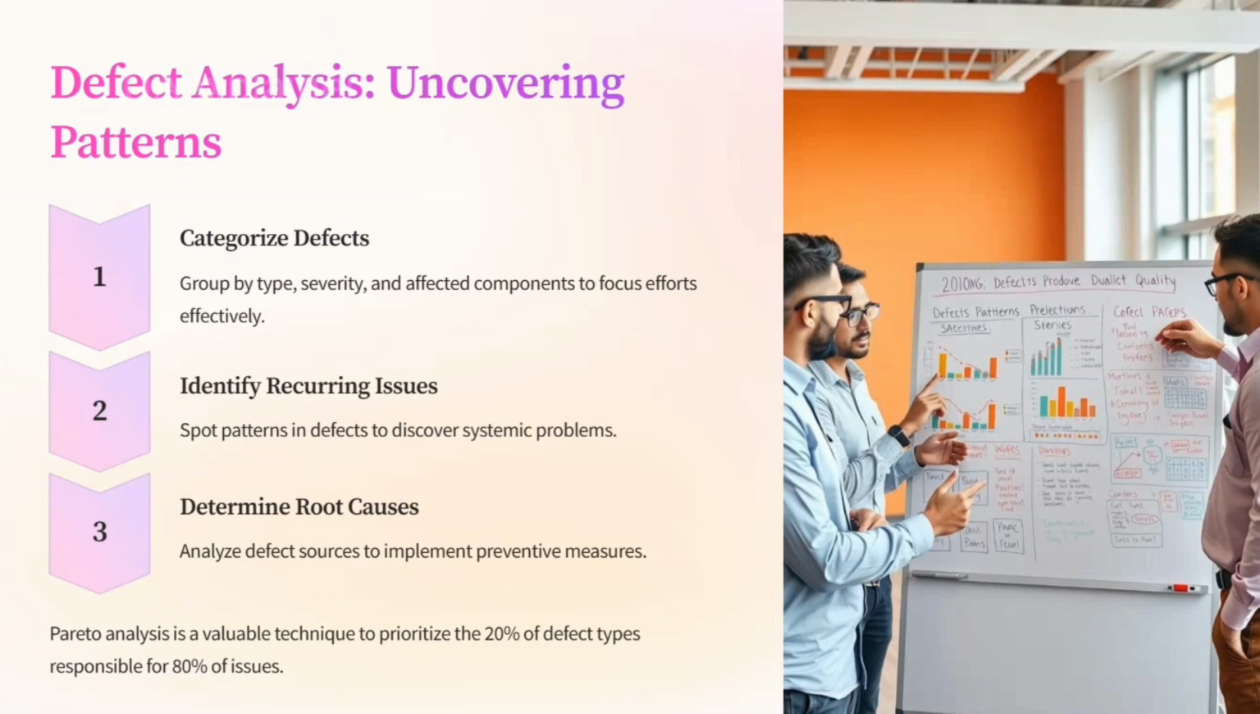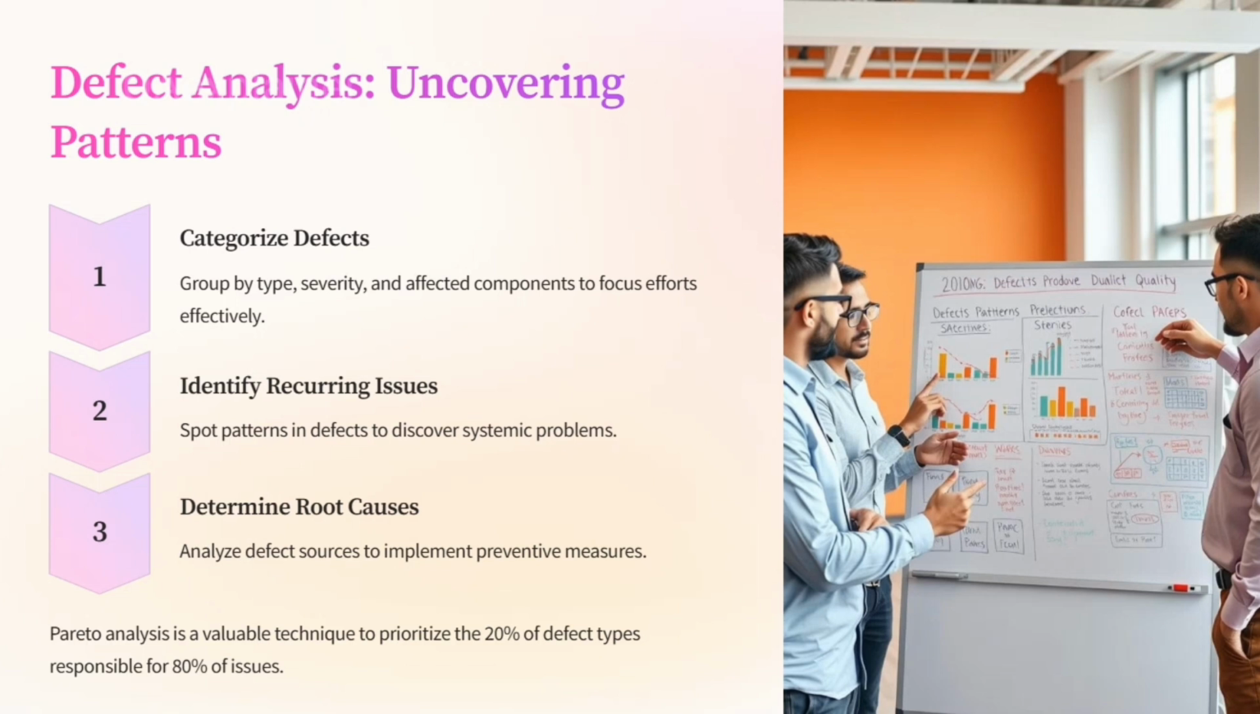Now, how to do that defect analysis, and uncover patterns. The first thing is we need to prioritize the defects. We need to group the defects based upon their severity, their type, their affected components, and their focusing effort, like how much time it will take to solve it. So this kind of categorization is very important.